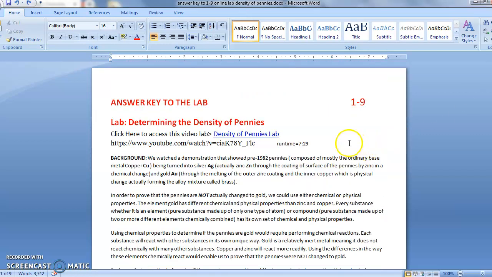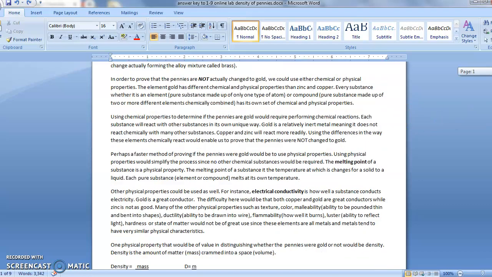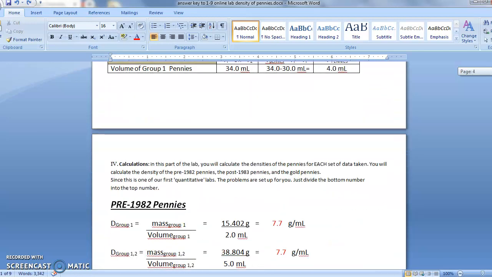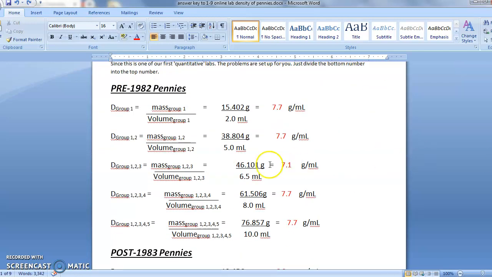And now we are on to our third and final help video over the density of pennies lab. This is like video number 135 over density lab 1-9. When we left off, we were last talking about why the experimenter did multiple groups of pennies.